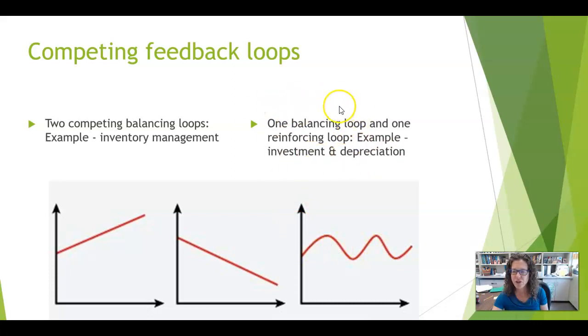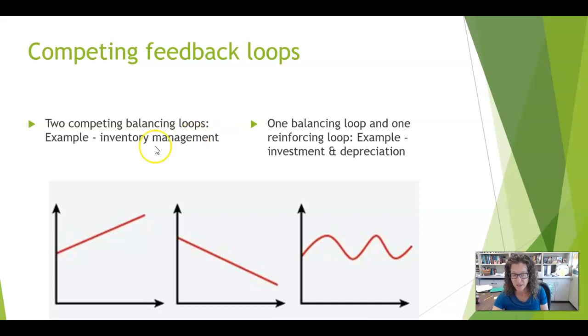A different situation might be one in which the competing feedback loops consist of one balancing loop and one reinforcing loop. If we think about the population example, the reinforcing loop is the birth rate, and the balancing loop is the rate of mortality. It depends on which feedback loop dominates the system.